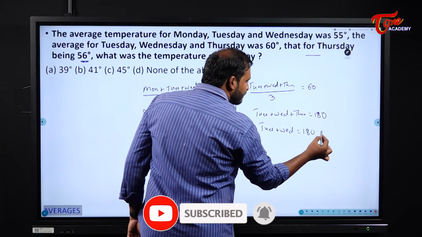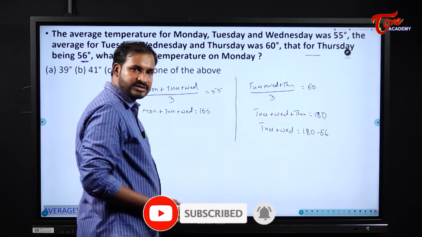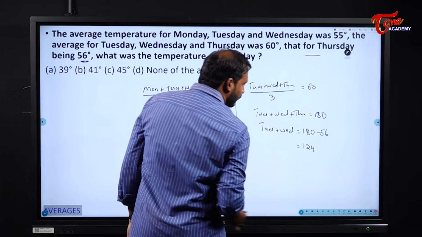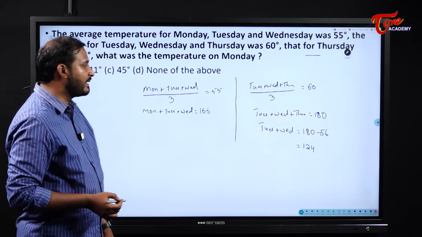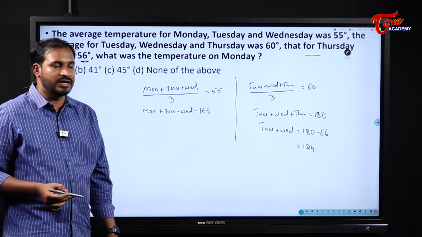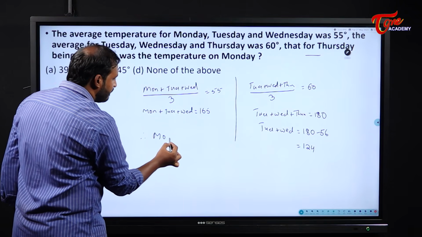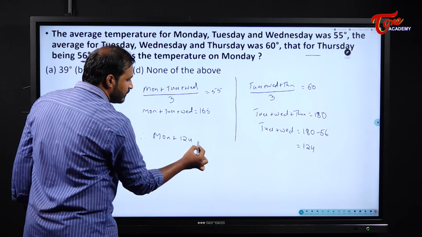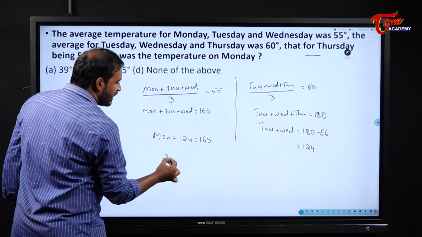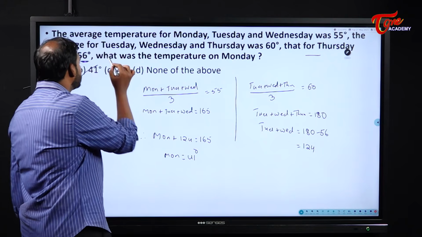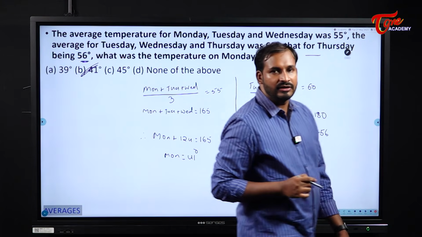180 minus 56. What you will get here? You will get 124. So Tuesday and Wednesday's combined temperature is 124. Now I will substitute that one here. That means Monday plus 124 is equal to 165. So Monday temperature will become 41 degrees. So the temperature on Monday will be equal to 41 degrees.